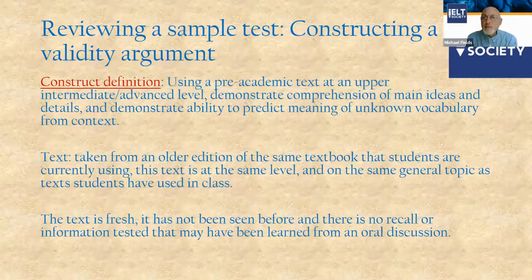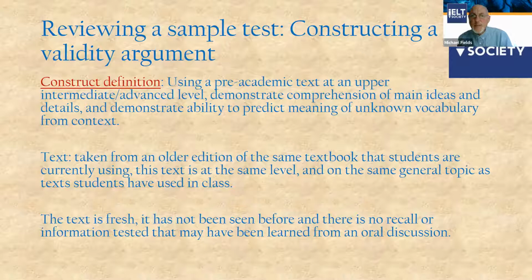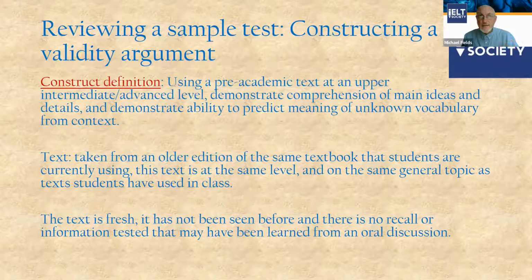This text was taken from an older edition of the same textbook that students are using. So they have never seen this text before, but it's the same level. It's on the same general topic as what they've used in class. So in that sense, there's a lot of content validity. The text is fresh. It hasn't been seen before. It's not something we've read in class and discussed. So we're trying to isolate the reading skill only and not test memory or something that they may have been exposed to before.